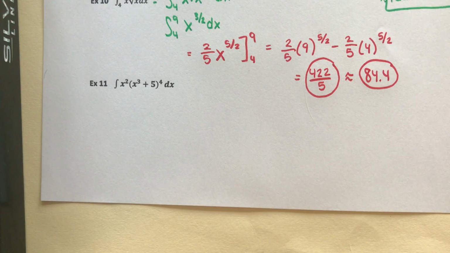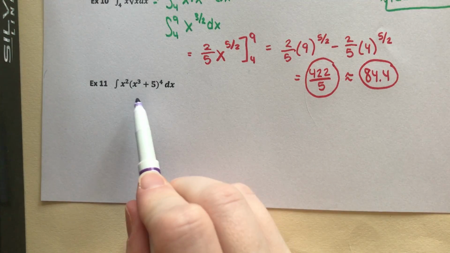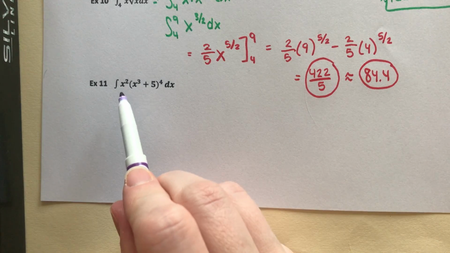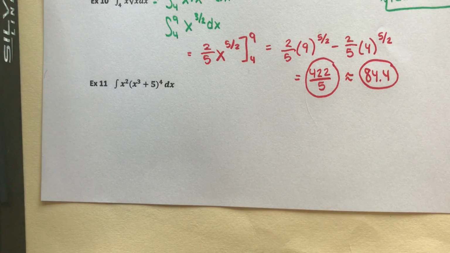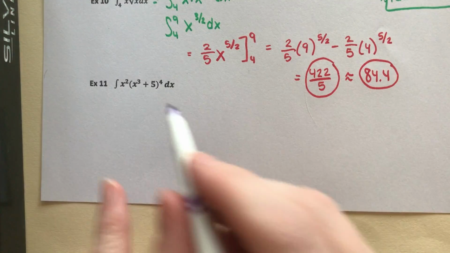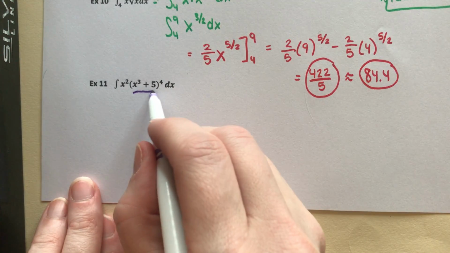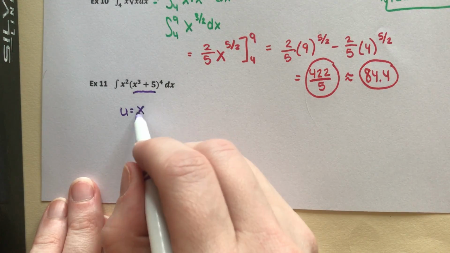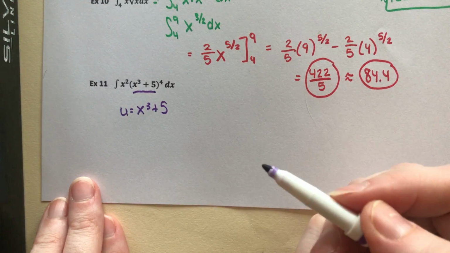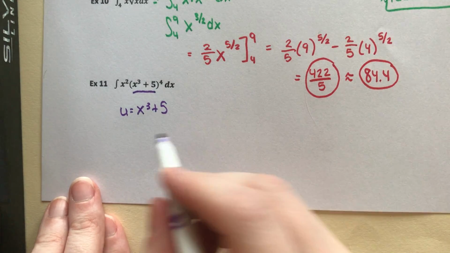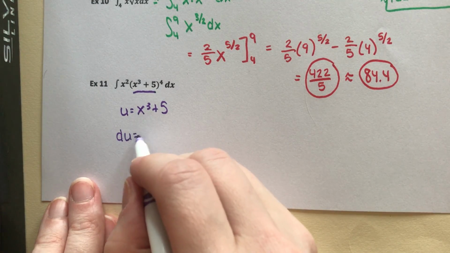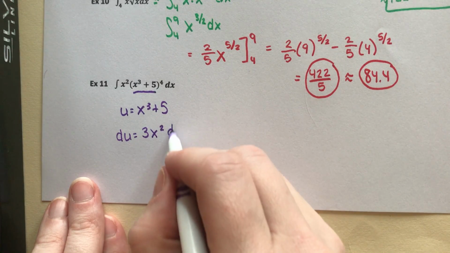Now number 11, we can't separate this too easily because we'd have to first evaluate x cubed plus 5 to the 4th power and then do some distributing, and then we could take the integral. But that's a lot of work. So here's where we're going to try some U substitution. So I'm going to find the inside part, which is the x cubed plus 5. And I'm going to set that equal to u. Now I'm going to find du. Du would be 3x squared dx.